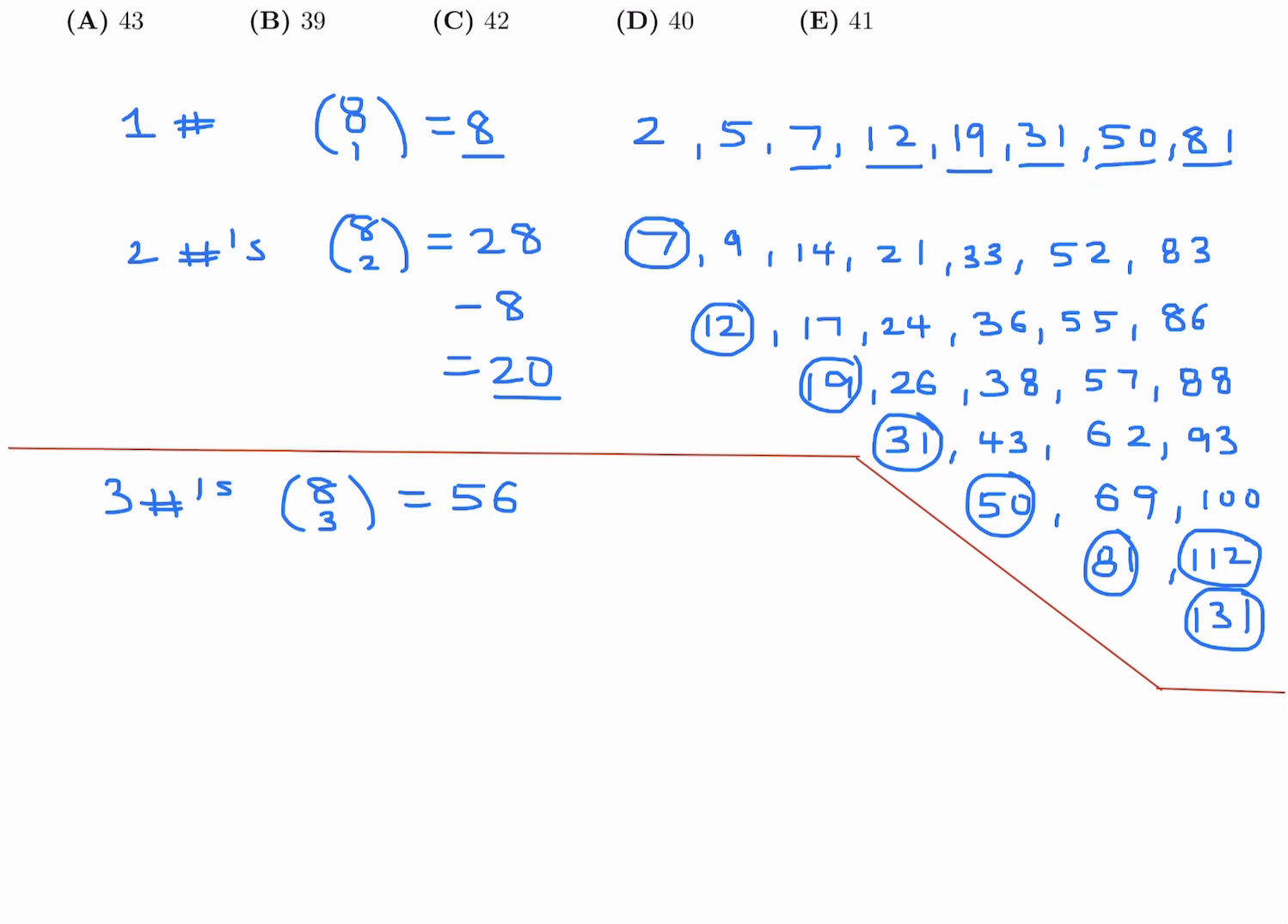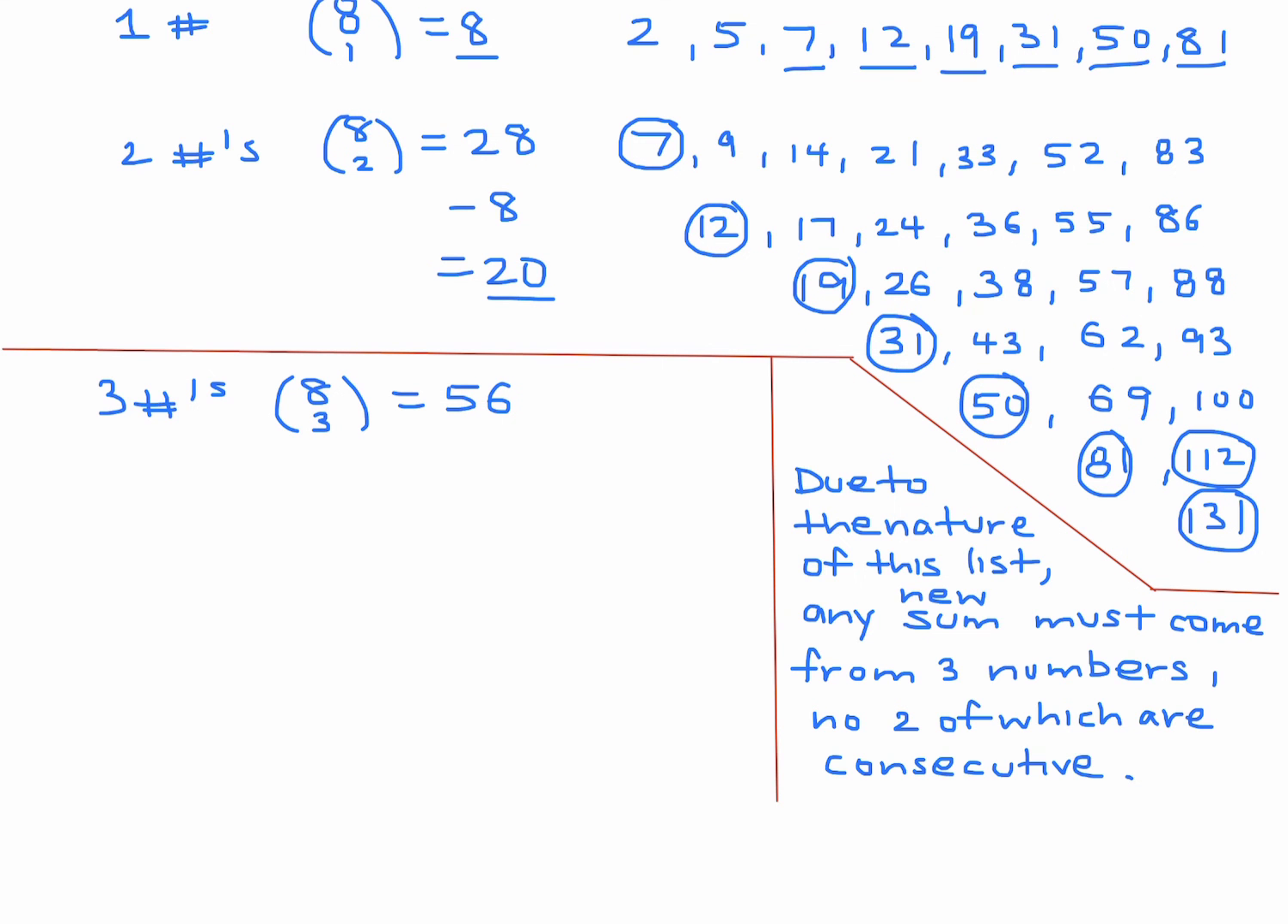So the rule is that we're going to choose 3 numbers that are not consecutive in order to get unique new sums. So to repeat, due to the nature of this list, any new sum must come from 3 numbers, no 2 of which are consecutive. And if we do that, it considerably reduces our time, because this is a time-consuming question. So instead of 2, 5, those are consecutive, so I got to jump at least to 7. And then after 7, I can't choose 12, I have to choose 19. So that's how I'm going to make my life easier.